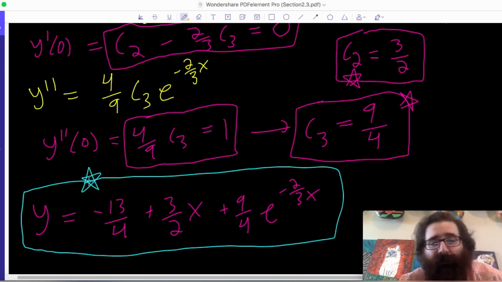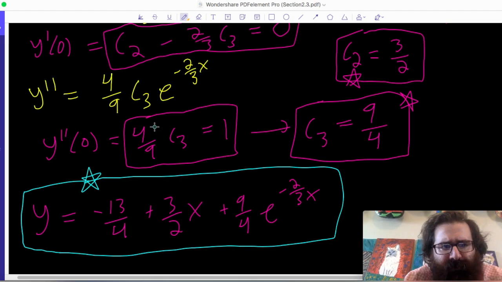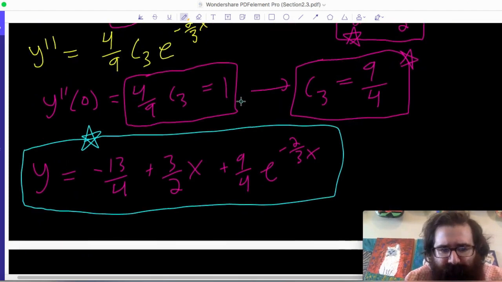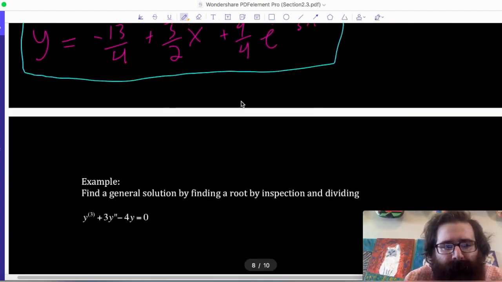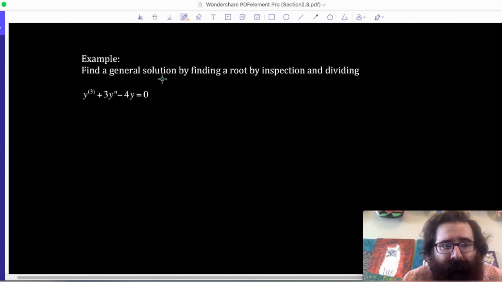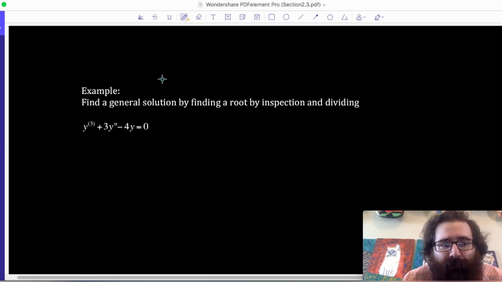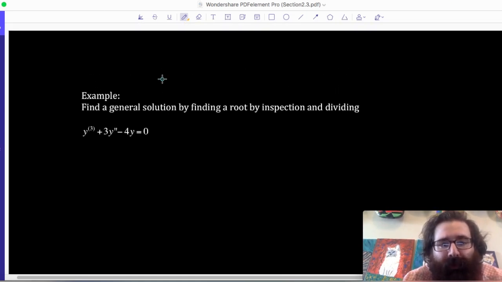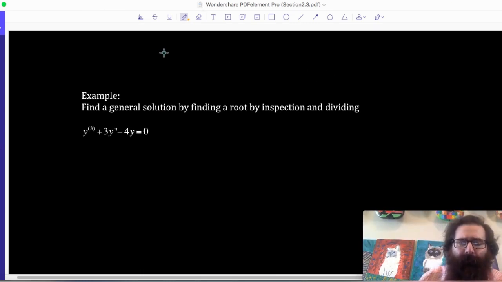There is our particular solution to the homogeneous differential equation using that characteristic equation. Let me know if you like this characteristic equation, if you think it's cool, if you think it's not cool, let me know. We'll take a look at just a couple more examples. These next ones get a little interesting, a little fun. It says find a general solution by first finding a root by inspection and dividing. This can kind of be a scary thought, but let me talk about it.